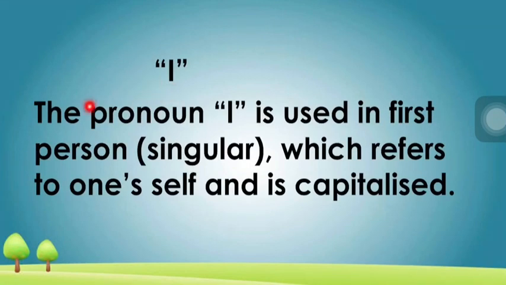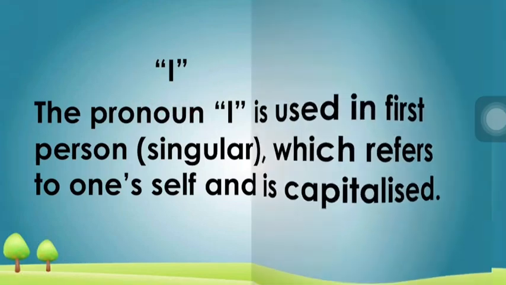I. The pronoun I is used in first person, singular, which refers to oneself and is capitalized. Now children, whenever you are talking about yourself, you are singular. You always use the pronoun I. And we always write I with a capital letter, that is capital I.